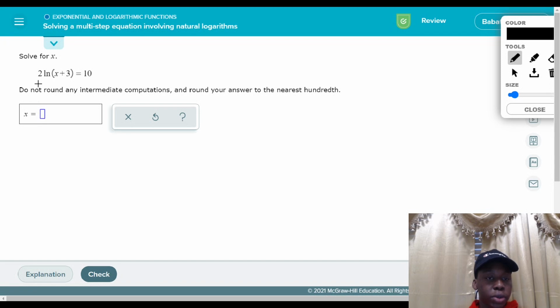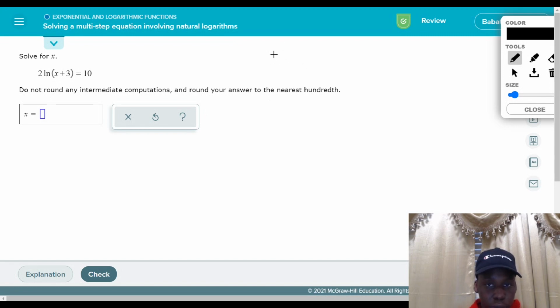Let's read the question. It says: solve for x, 2 ln (x plus 3) equals 10. What I want to do when solving this is ask myself, how can I remove the ln, or logarithm, that's attached to the equation? We're going to have to remove this in order to find x. So let's start with that.